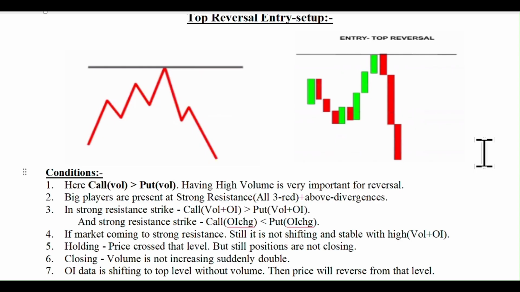The third condition is to compare call and put activity. At the strong resistance strike, the combined call volume and call open interest should be greater than the combined put volume and put open interest. At the same time, call OI change should be lower than put OI change. Now you may ask, why should put OI change be higher?